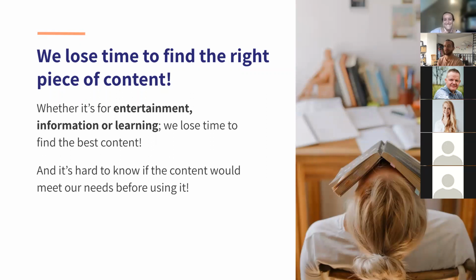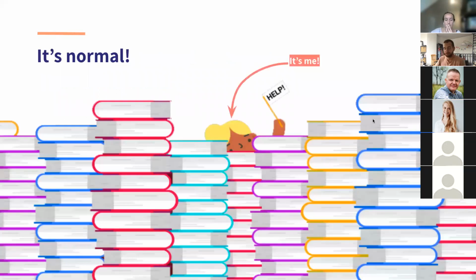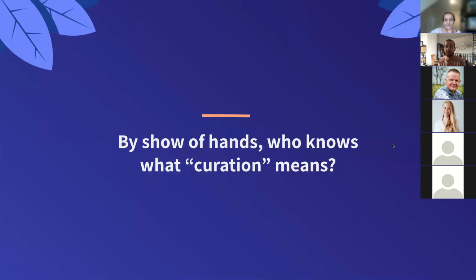Otherwise it goes faster. So we actually lose a lot of time finding the right piece of content, whether it's for entertainment, like a movie or a TV show on Netflix, but also for learning. We are losing a lot of time to find the best content. And when you find content that looks great, you never know if it will actually meet your needs in terms of learning and developing your skills. So it's really hard to know, and that's totally normal. This image represents me really well because I'm overwhelmed by all the content, all the documentaries, all the articles, all the learnings I have to follow, to watch, to listen to. I have this list of things I have to watch and read, which is super big. And that's where curation comes into place.